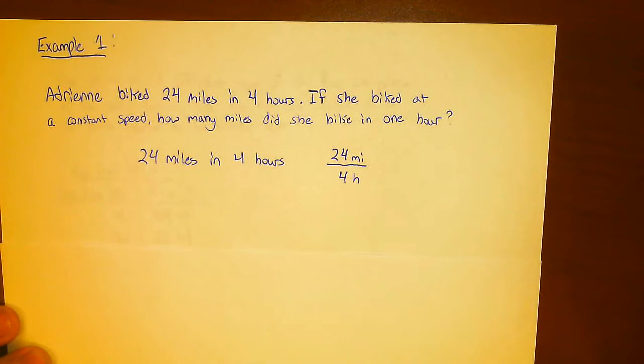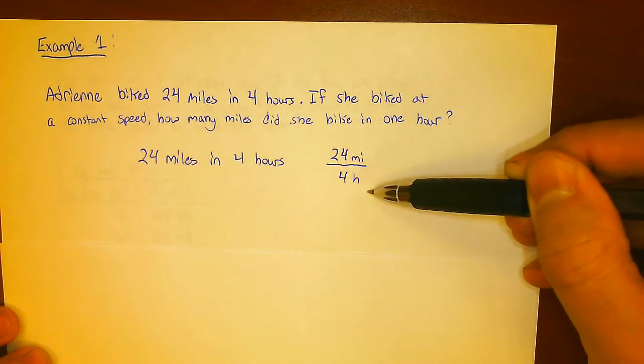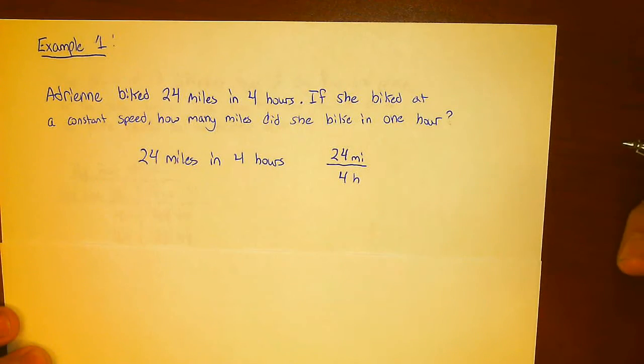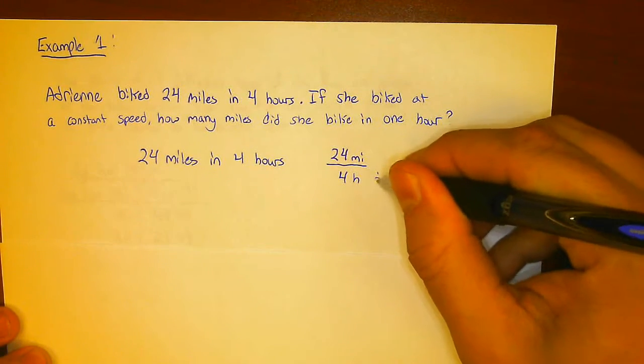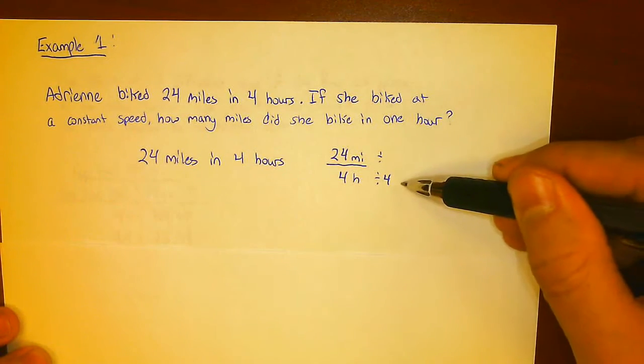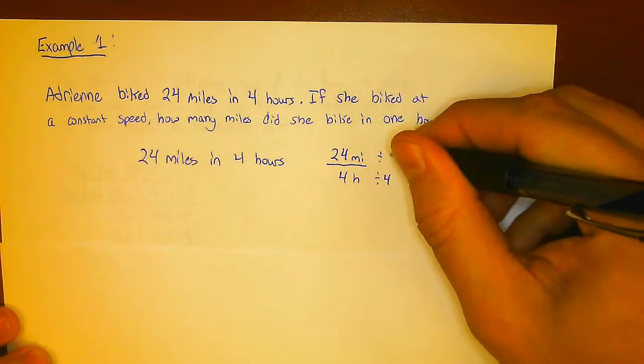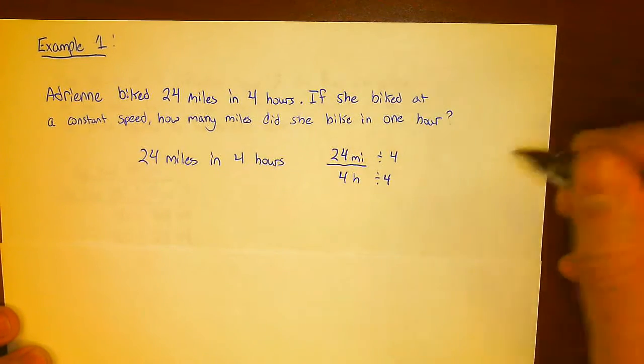Alright. Now, remember, to find the unit rate, we need to get the denominator to 1. So what we're going to do is divide each side by the denominator. So we'll divide by 4. If you do one thing to the denominator, you have to do the same thing to the numerator. So we'll divide by 4. Okay?